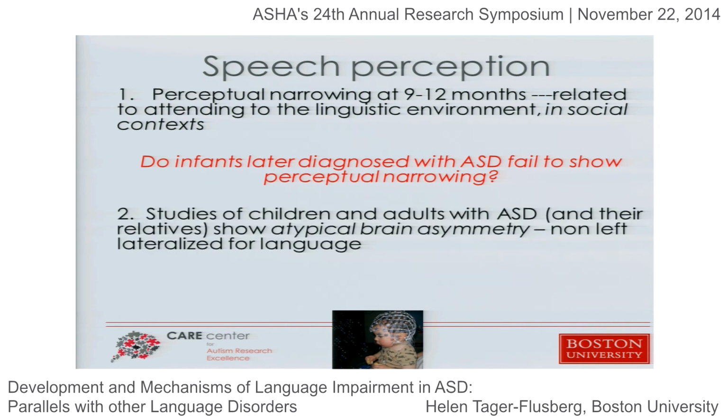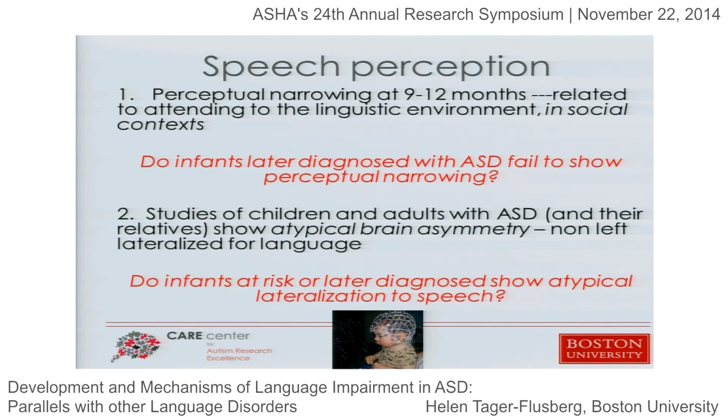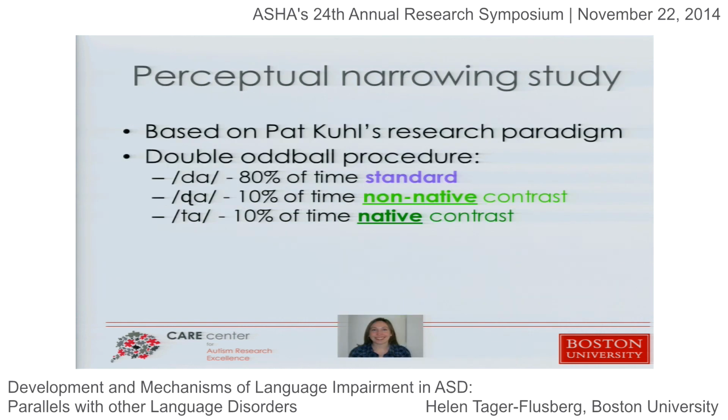We also know that there's a lot of work showing that children and adults with autism and their first-degree relatives who are unaffected show atypical brain asymmetry. They're generally not left lateralized for language. Of course, there's enormous variability, but they're far less likely to show standard left lateralization. They may show reduced or equal, or even in some cases, reverse lateralization. And so we could use the data that we collected to look at perceptual narrowing, taking a later part of the waveform to ask whether infants at risk or who are later diagnosed with autism show atypical lateralization to speech. So this was work by another one of my former doctoral students, Annie Seary.